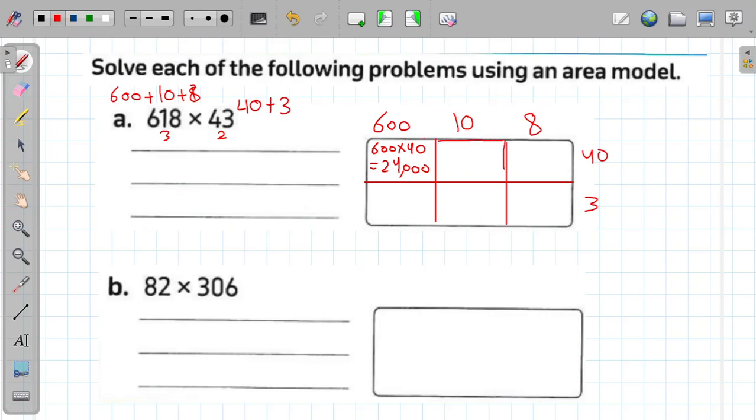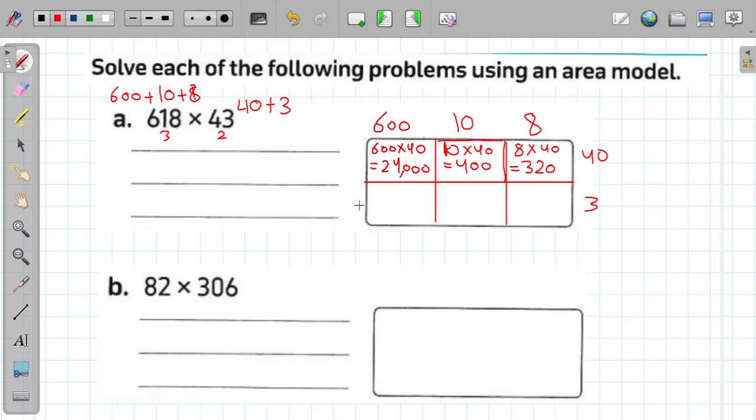In the second rectangle, I will multiply 10 times 40. 1 times 4 equals 4. And I have 2 zeros, so the result will be 400. Next, I have 8 times 40. So the result will be 8 by 4 equals 32. And I have 1 zero here. So the result will be 320.